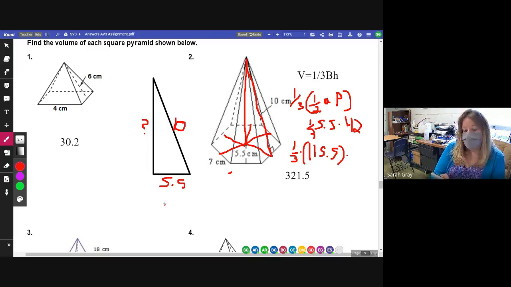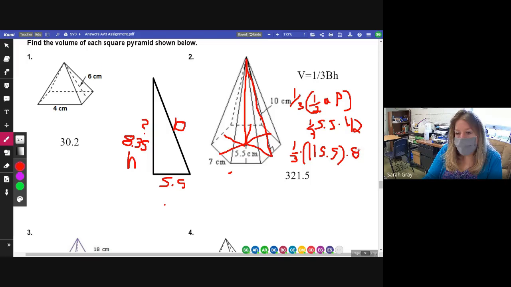So it'll be 5.5 squared plus something squared equals 10 squared. If you work that out, you get 8.35. So depending where you're rounding off, whether you're rounding to tenths or hundredths, your answer will be slightly different than mine. So that is our height of our pyramid.